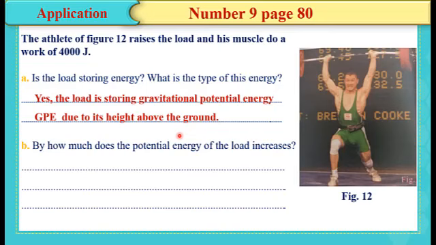By how much does the potential energy of this load increase? Here, the work done by the muscles of the athlete is transformed into potential energy. The potential energy of the load is increased by the work done by the athlete, which is 4000 joules.